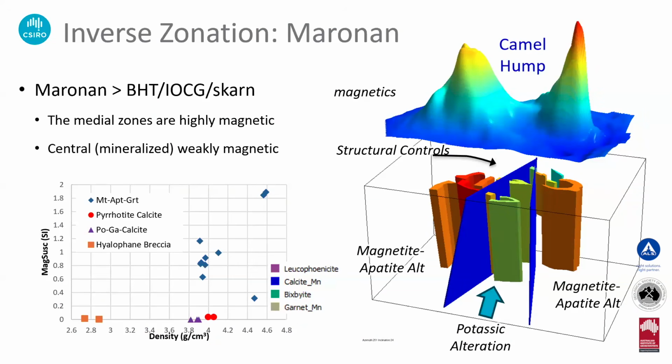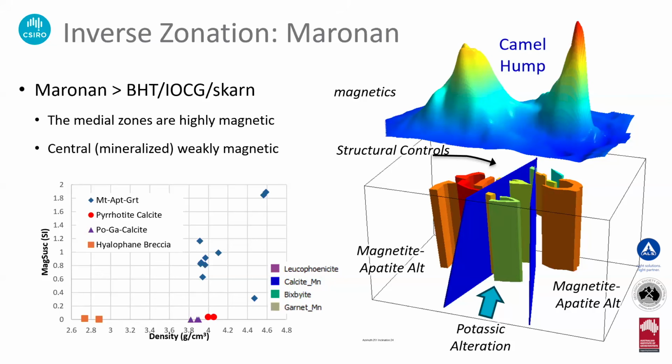Now with Moronan, as I said, it's the opposite scenario. The really magnetic zones here and here are basically calcite, magnetite, apatite, garnet rocks, which I'll show you in a second. This is just density and susceptibility again. You've got pyrrhotite, galena, calcite rocks, which are kind of skarny type things. I don't know if I want to call them skarns because I could get crucified for saying that, but they're recrystallized, as I'll show you.